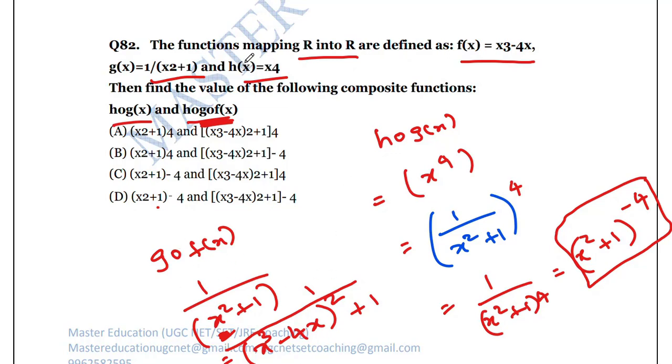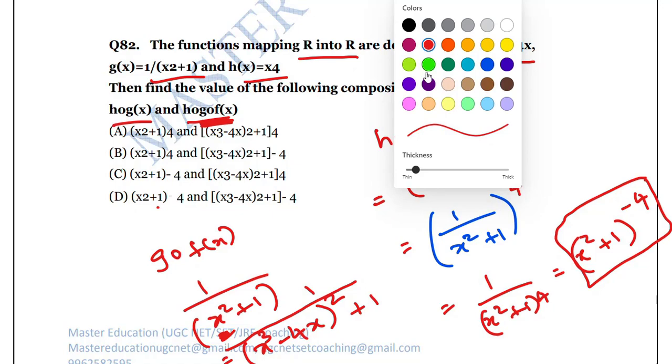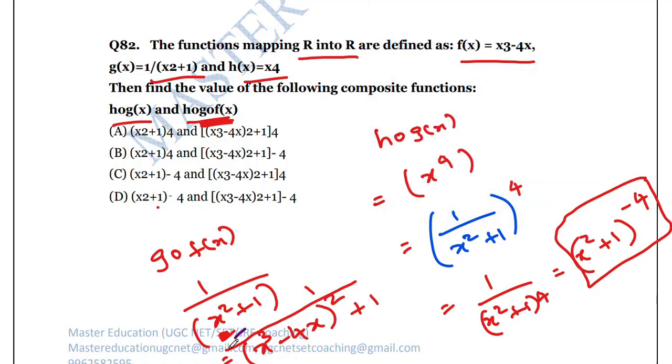So what is h of x? It is nothing but x to the power of 4. So this is x, which means I have to apply x to the power of 4, because h of x equals x to the power of 4. So now this is x.